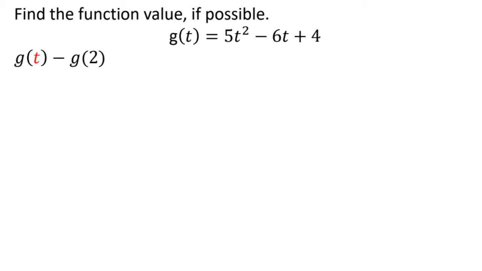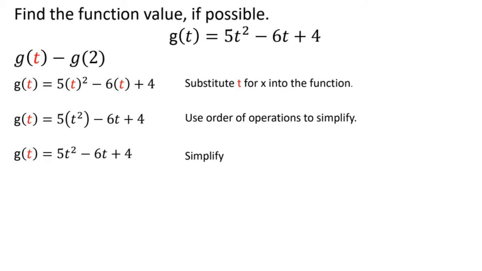Let's look at evaluating this function if possible. What they want me to do is subtract function g(t) minus g(2). Okay, so first of all, they're giving me g(t). g(t) is equal to 5t squared minus 6t plus 4, but they want me to subtract this given function with g(2). So the first thing that I want to do is g(t) is just the original function given. Again, it's the same variable, so nothing changed. So we're left with 5t squared minus 6t plus 4.